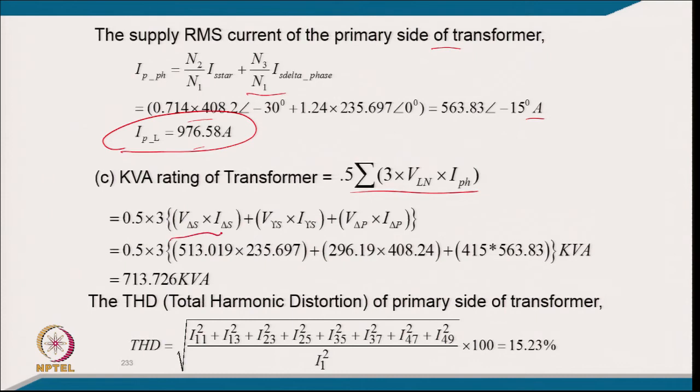So, you have a delta primary, a star secondary and a delta secondary, and 3 of that for 3 phase, and 0.5 into 3. So, typically for this, the kVA of the transformer is 713.726 kVA, and the THD you can find out from the current for the different harmonic spectrum.